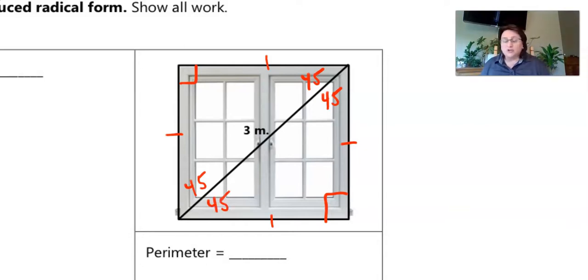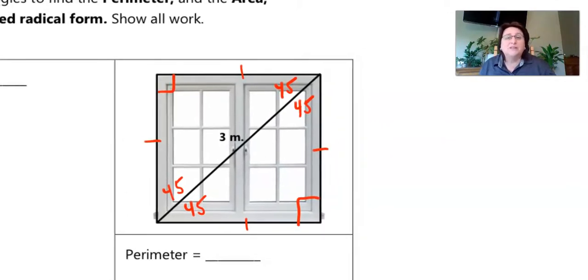Now I'm going to look at just one of those triangles and I'm going to label the ratios. Remember, across from the 45-degree angle, which ratio should I put across from the 45-degree angle? Well, what about the ratio across from this 45-degree angle? So what ratio should I put across from the second 45-degree angle? And lastly, guys, what ratio should I put across from the 90-degree angle?